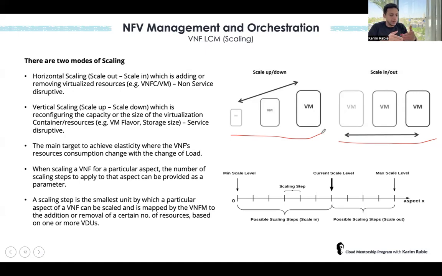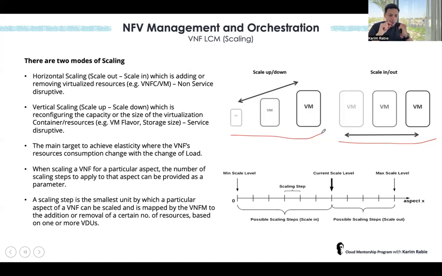But what are the scaling steps? Do we scale with one VM or two? What is the maximum scale level? Can we scale to an endless number of VMs? All these parameters are there in the VNF descriptor. You cannot scale to an infinite number of VMs. This is not the case. Each VNF has a minimum number of VMs and a maximum number of VMs, and it also has scaling steps, meaning what step you would take, 1 or 2 or whatever.